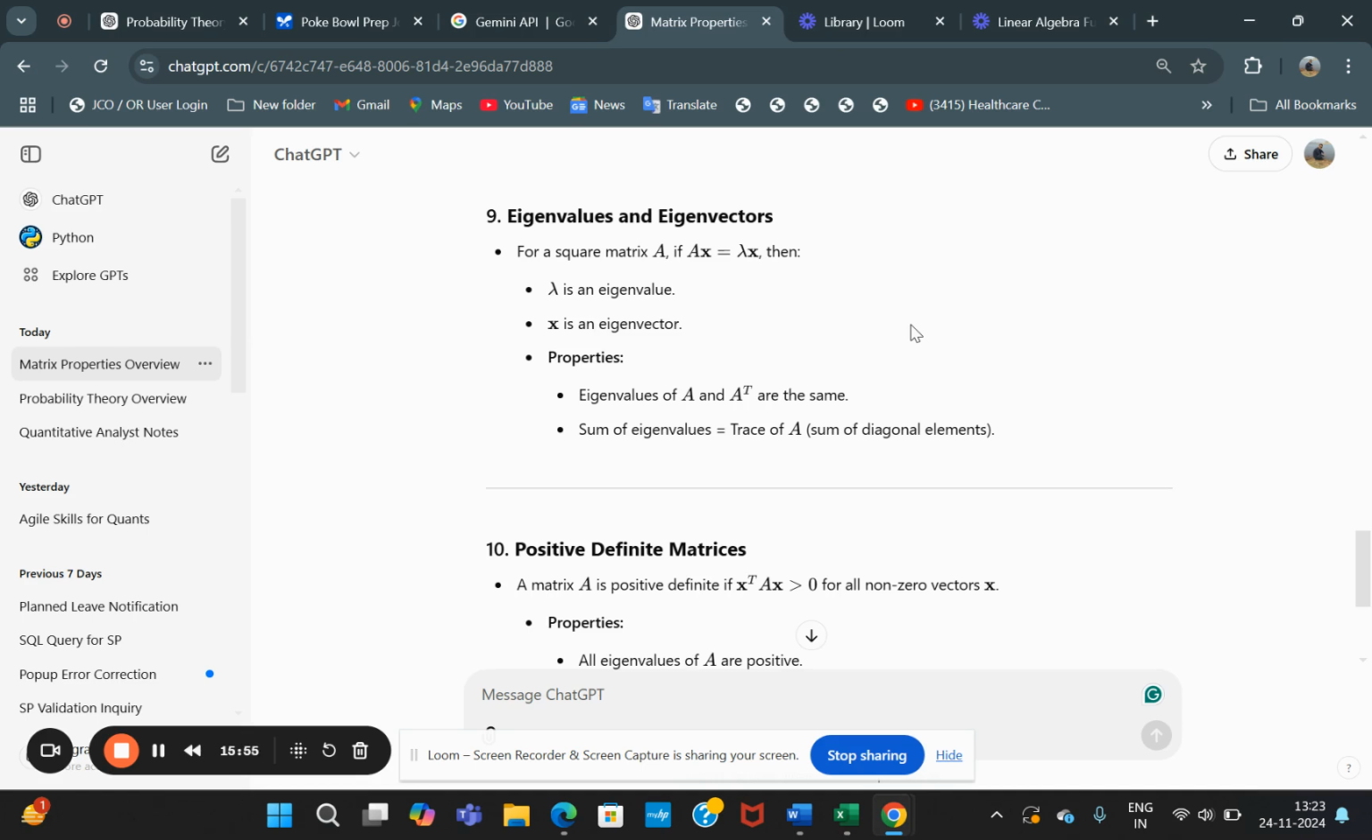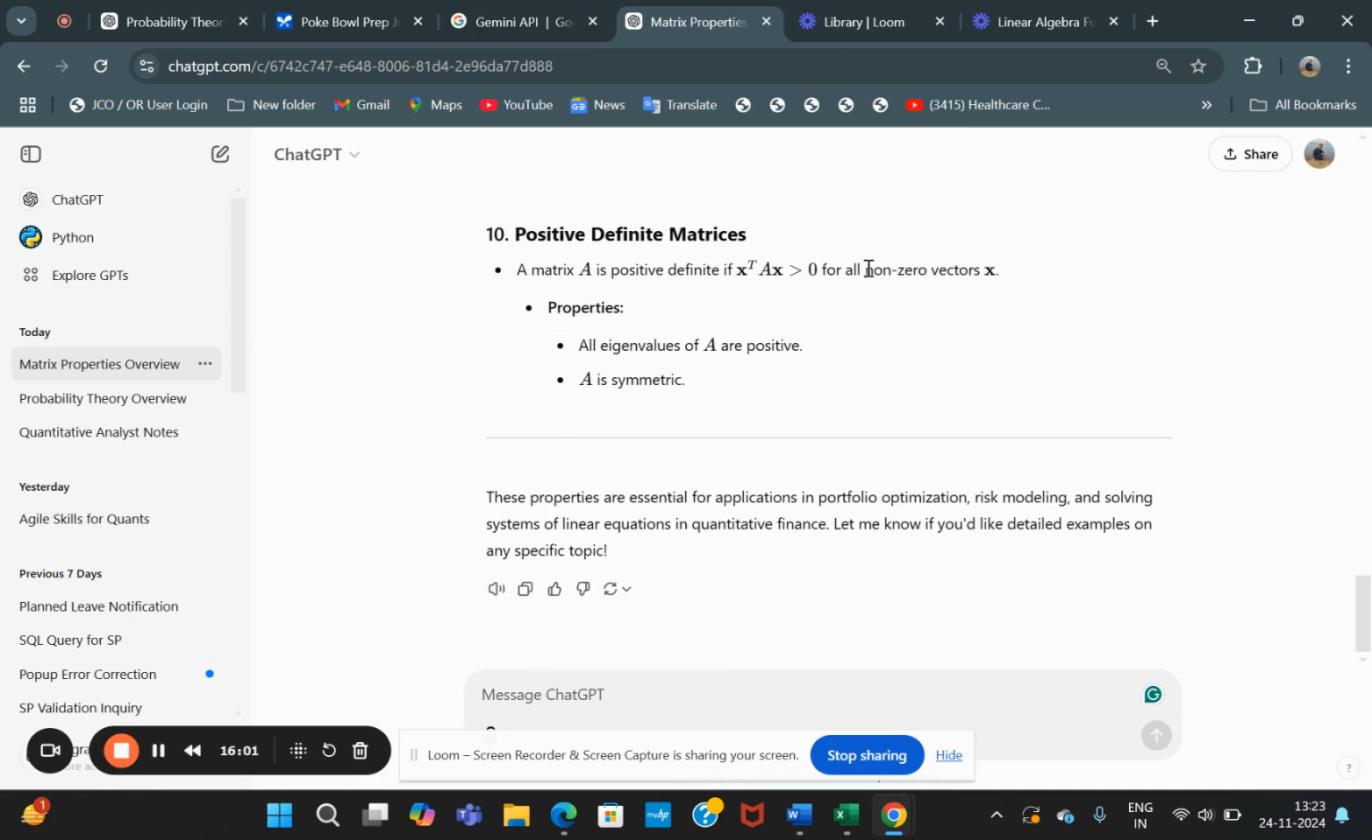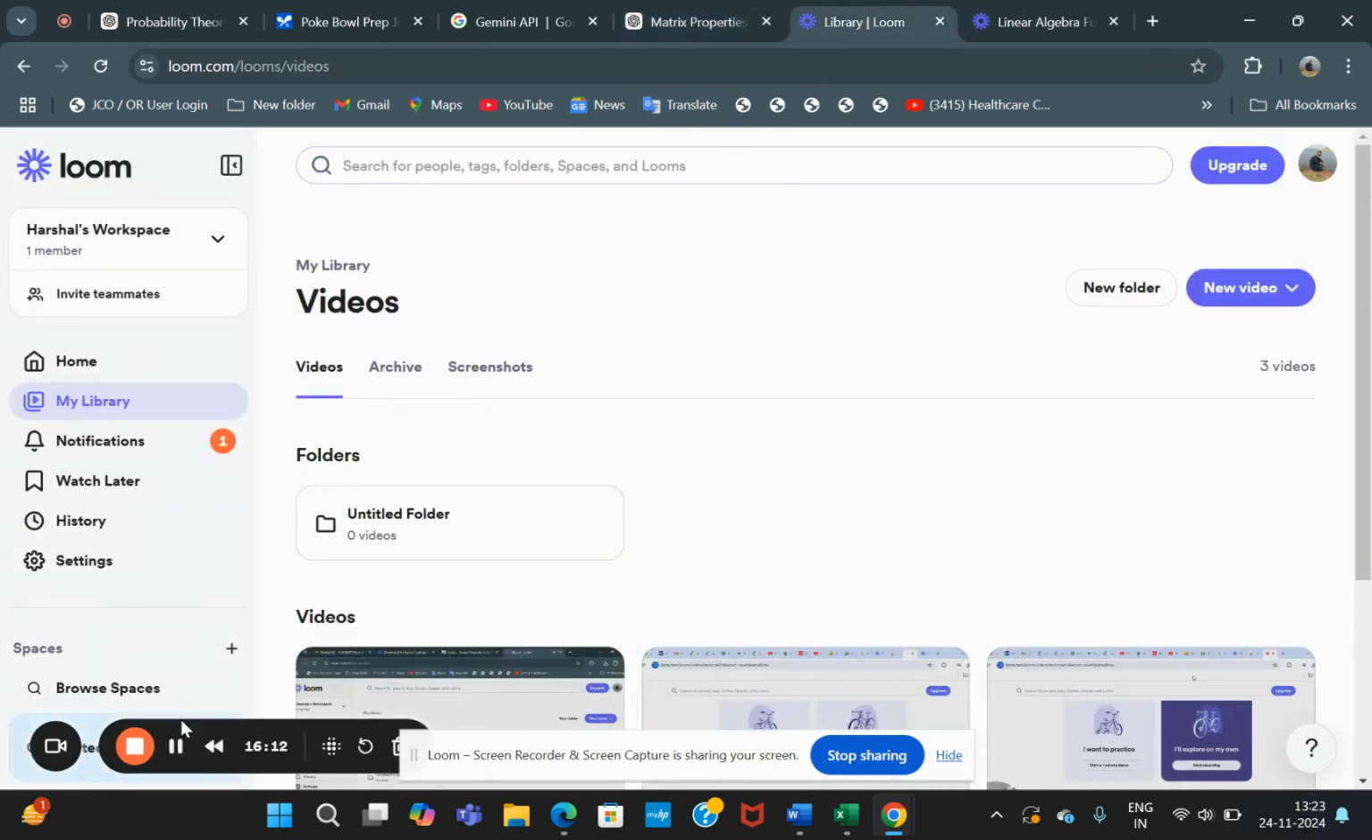The sum of eigenvalues is the trace of A, which is the sum of the diagonal elements. Okay. Positive definite matrix. A matrix A is positive definite if x transpose A x is positive for all non-zero vectors x.